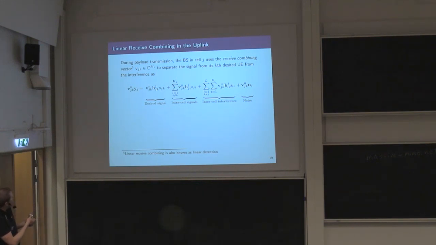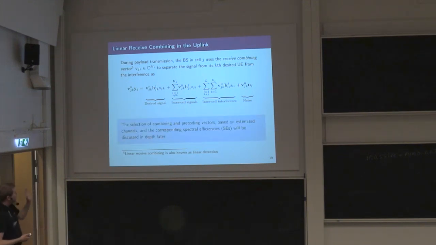Now, since I selected this receive combining vector for my kth user, I have one term here that contains the signal from that user. Then I have one term that contains the signal from all the other users that are within my cell. They are desired to me, but right now when I use this receive combining vector, I would like this to be a small value. And then I have intercell interference as well. And then I have some noise.